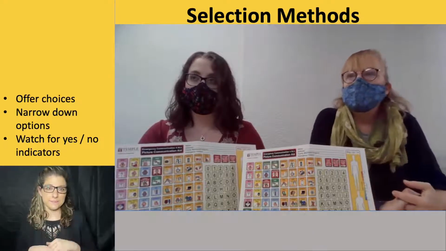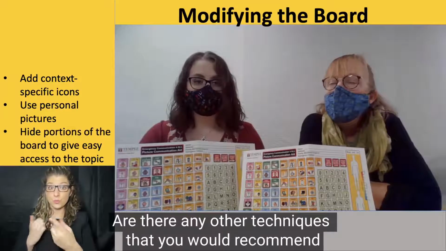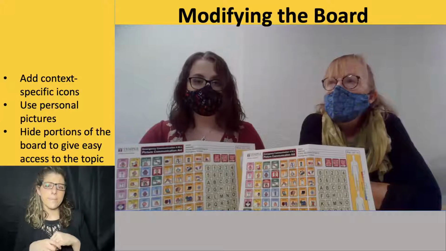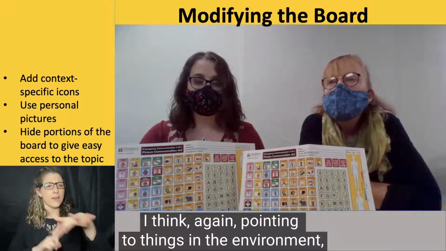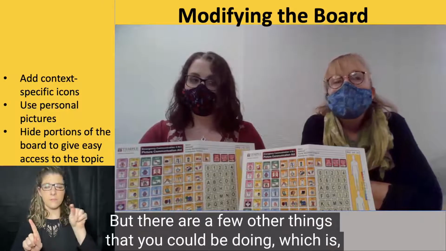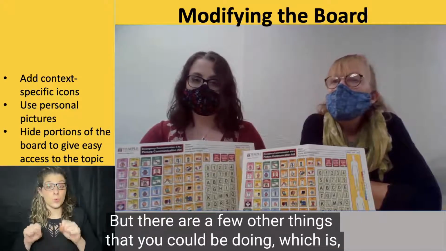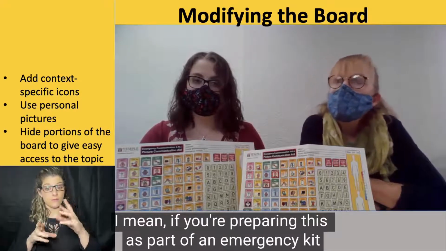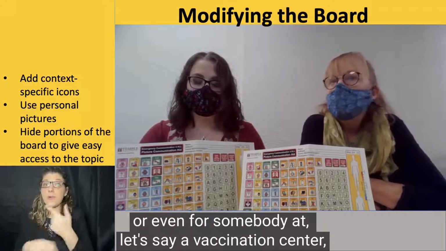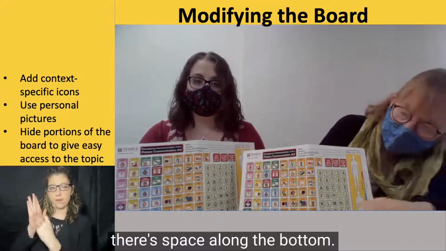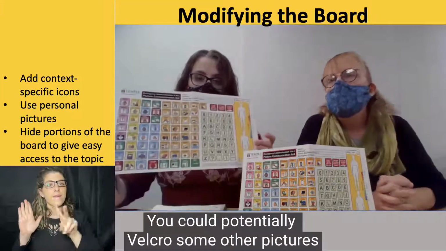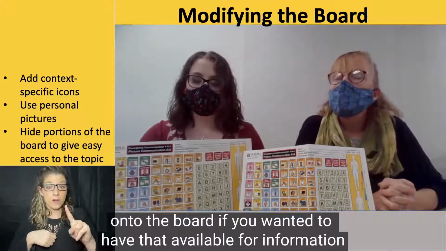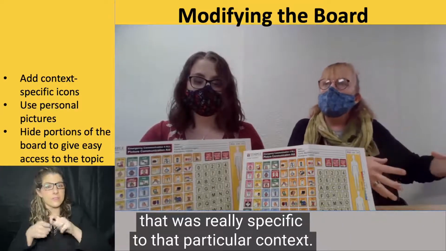Are there any other techniques that you would recommend to supplement the use of the picture communication board? I think, again, pointing to things in the environment, referencing things around the person, but there are a few other things that you could be doing. If you're preparing this as part of an emergency kit, or even for somebody at, let's say, a vaccination center, there's space along the bottom. You could potentially Velcro some other pictures onto the board if you wanted to have information available that was really specific to that particular context.